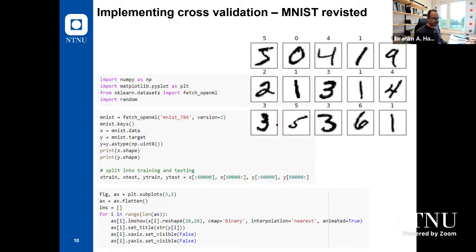This is the MNIST dataset. You can get the MNIST dataset from Keras directly, and if you get it from Keras, it will be already shuffled and divided into training and testing. This dataset, in fact, is 60,000 images for training and 10,000 for testing. So this one for testing and this one for training.